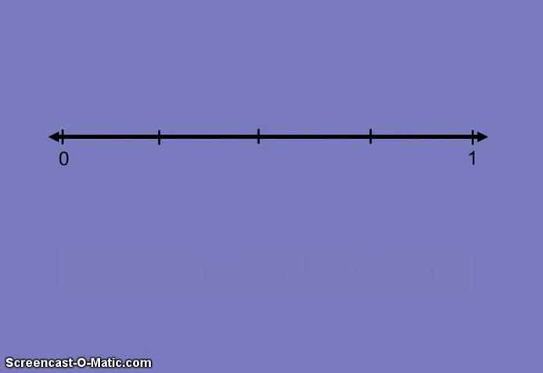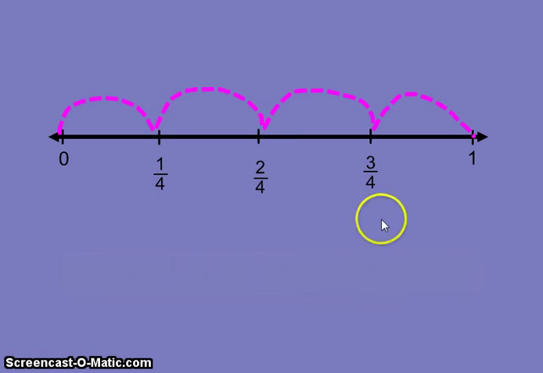Let's try one more number line. Again, we'll need to count our jumps or our hops between 0 and 1. 1, 2, 3, 4. This number line has been divided into fourths. So I have 1/4, 2/4, and 3/4, and of course 4/4. Again, I want to look for equivalent fractions. I know that 2/4 is equivalent to 1/2.